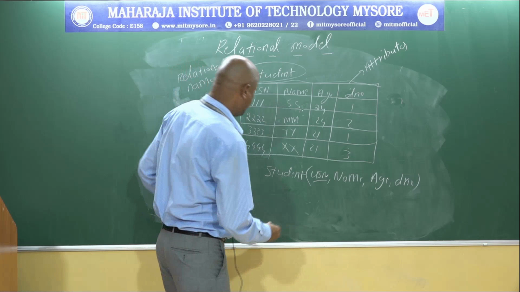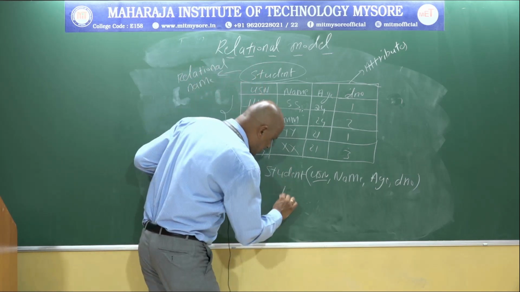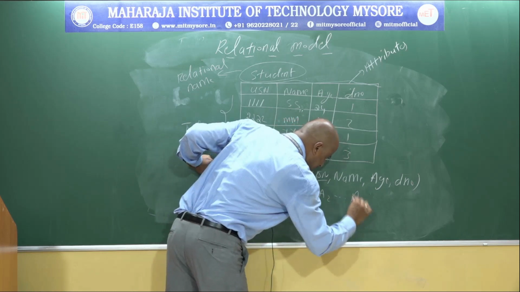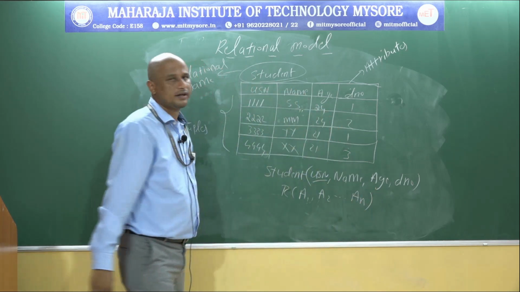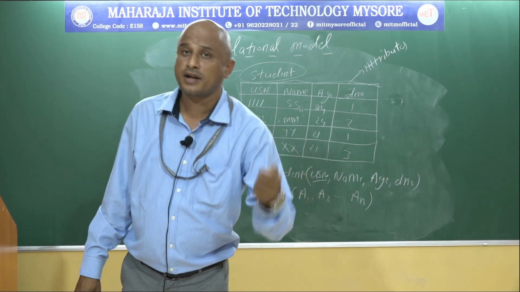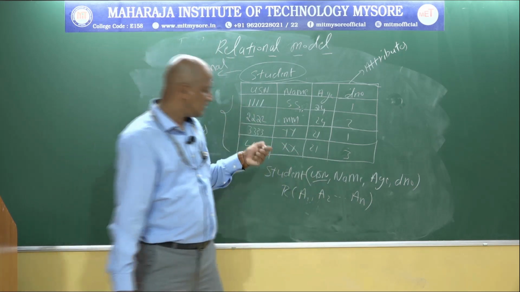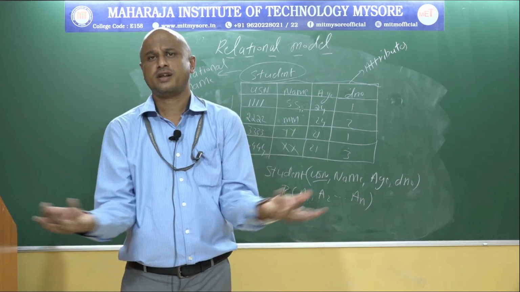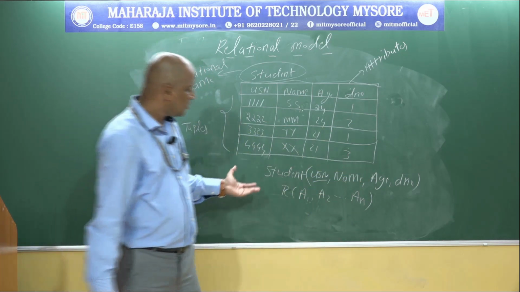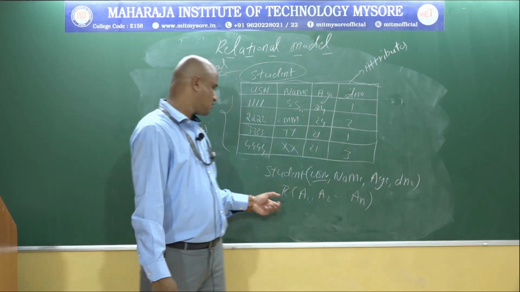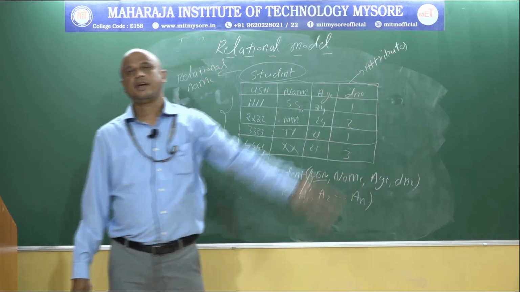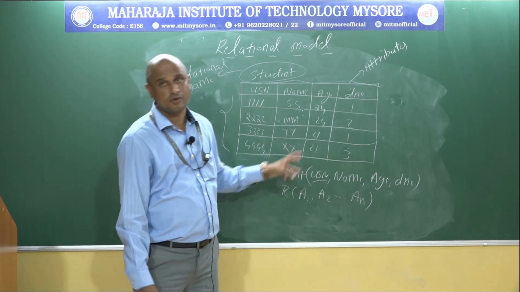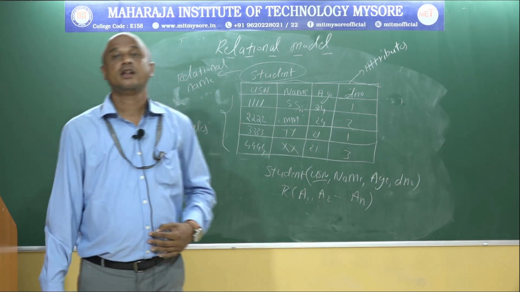Next, if I write like this, R containing attributes like A1, A2 till An. So relation name R containing attributes like A1, A2 till n number of attributes. How many attributes a particular table contains goes with a representation like this. So R with A1, A2 till An is defined for the representation of a relational model.